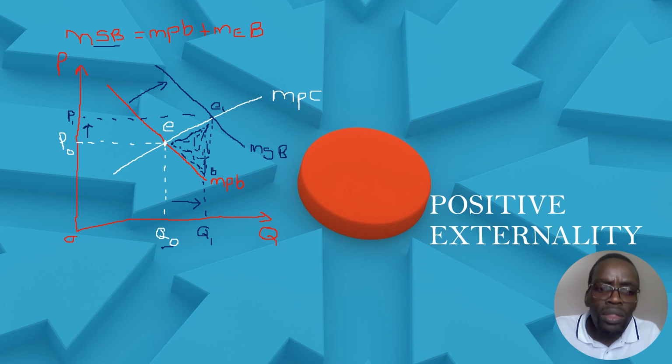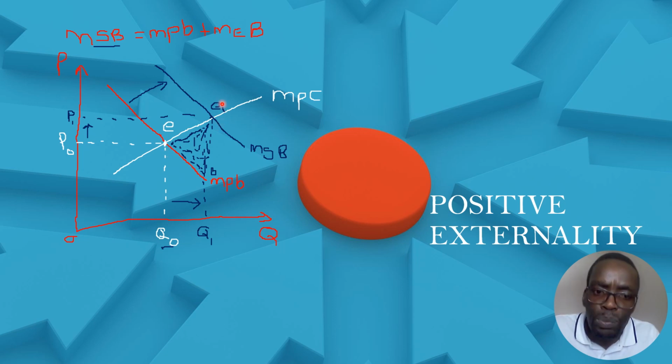Okay, now this point that we looked at, point E, the original point E, which was as a result of the private cost and private benefits, illustrates a socially inefficient point. It is called the social inefficiency point. Why? Because it excludes the external benefit that is going to be enjoyed by society. So this point here is socially inefficient.